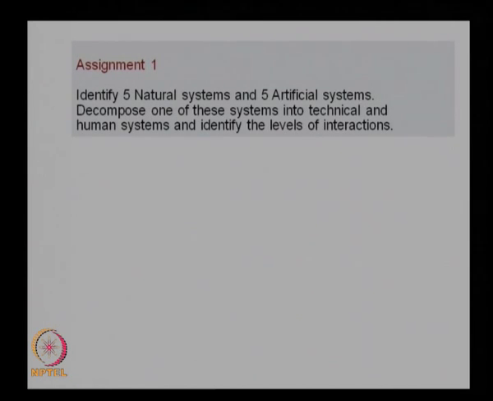So as I mentioned, there are many natural and artificial systems. So you identify a few of these systems and take any one system, and then decompose it into technical and human systems, and try to understand the interaction between these systems. There will always be interaction between the human system and the technical system. Try to identify the types of interaction taking place between these systems.